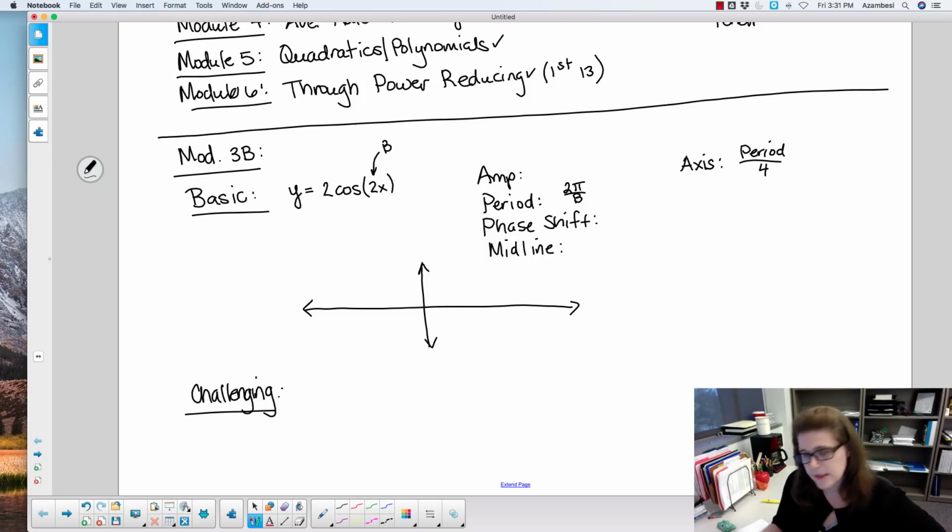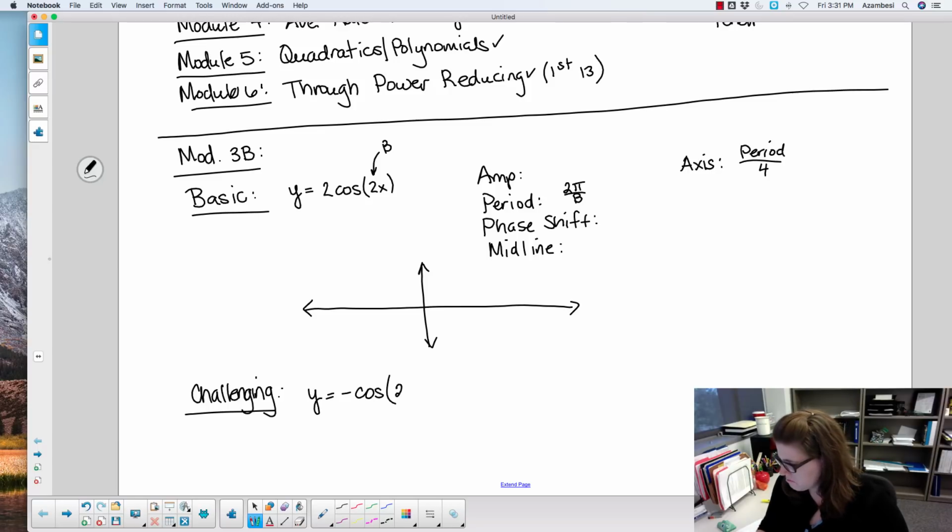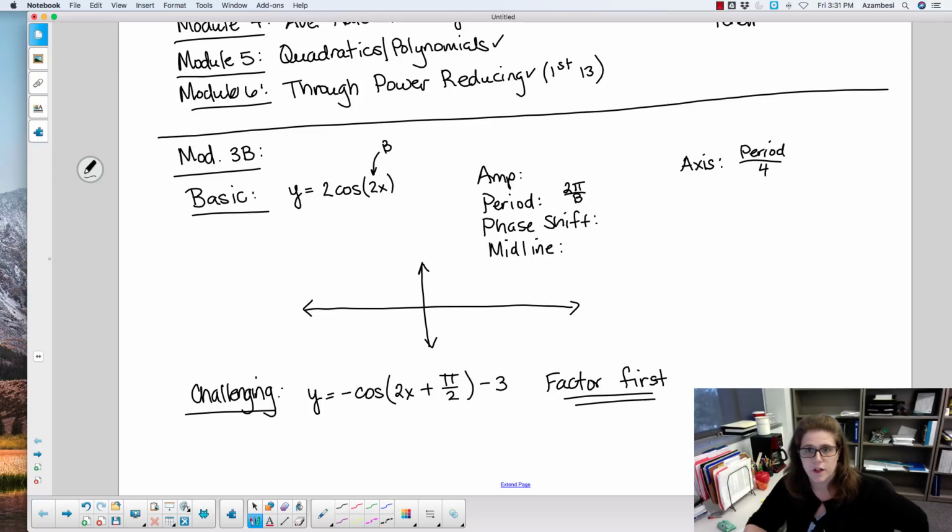As far as what I consider challenging, that means that we're altering more than one thing. So something like y is equal to negative cosine of, say, 2x plus pi over 2, minus 3. So this is something that's more challenging. We have a flip in here. We have a phase shift that you have to factor out first. We also are altering the midline. So remember that when you approach this, you should factor first.